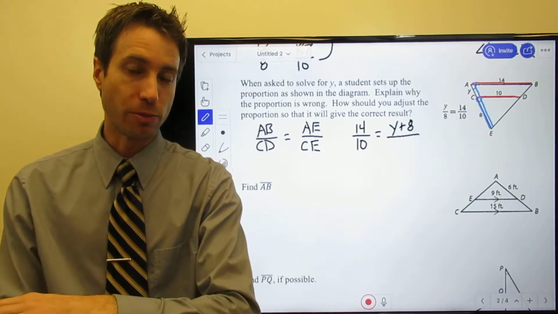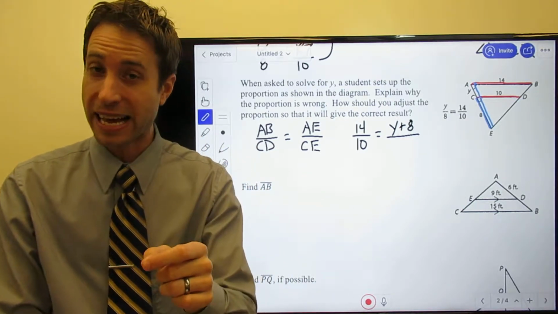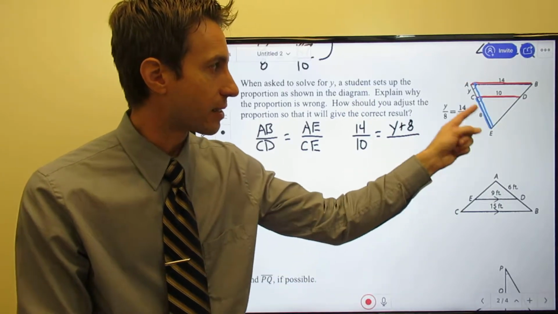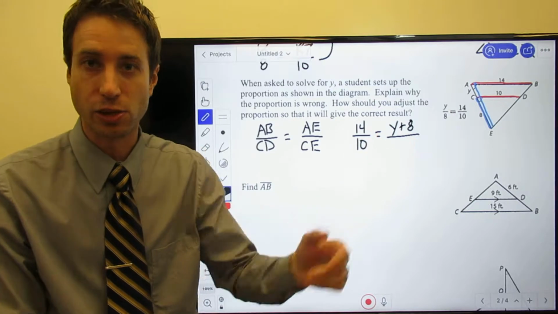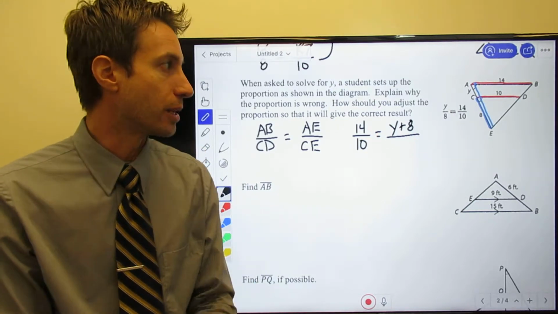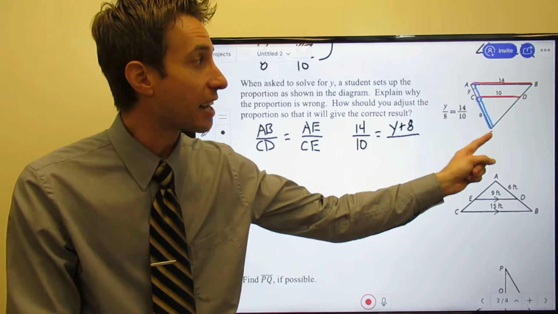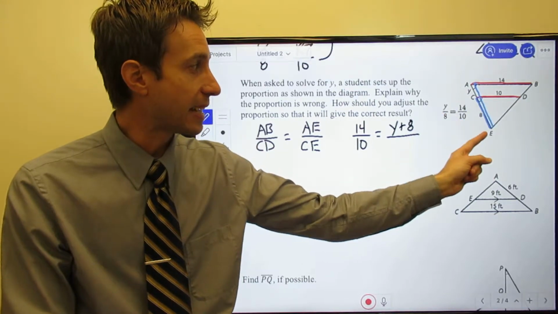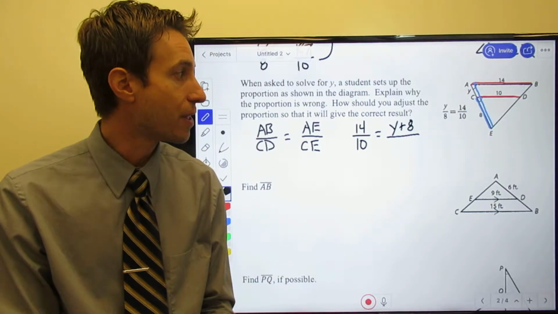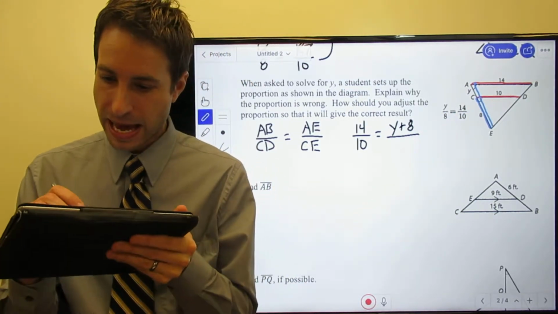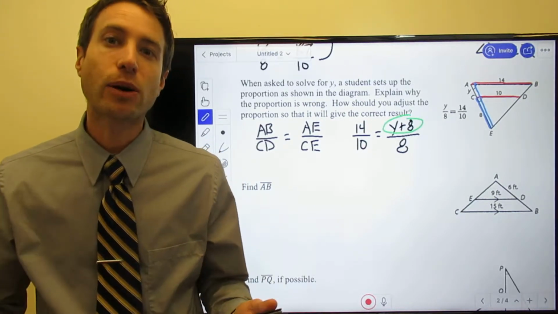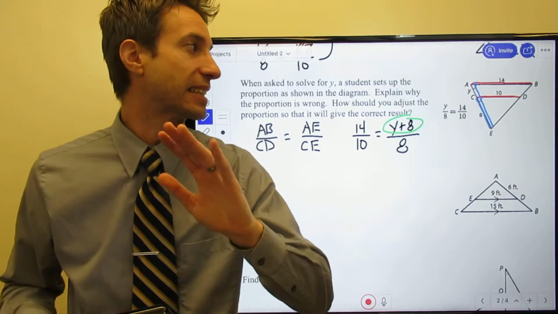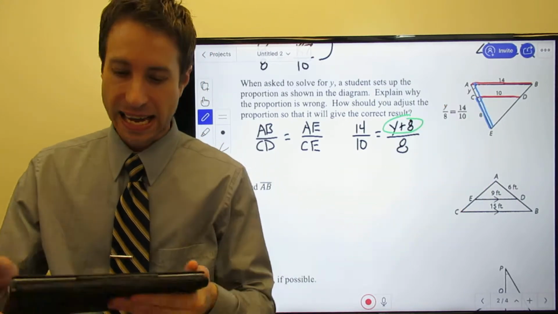I mentioned to you before that some of you might fall into that trap by thinking, oh, the entire thing, right? It's just going to be that CA bit, which is just Y, which this student did. Don't be that student. Please keep in mind it's the entire length of that triangle, A to E, which would be Y plus 8, all divided by 8. So what was the mistake? The mistake was they didn't give the correct length for AE.